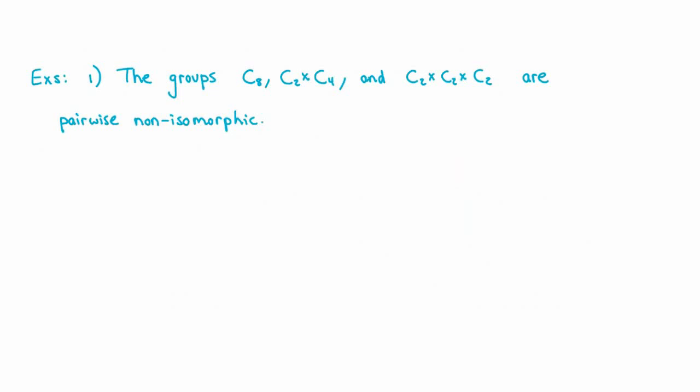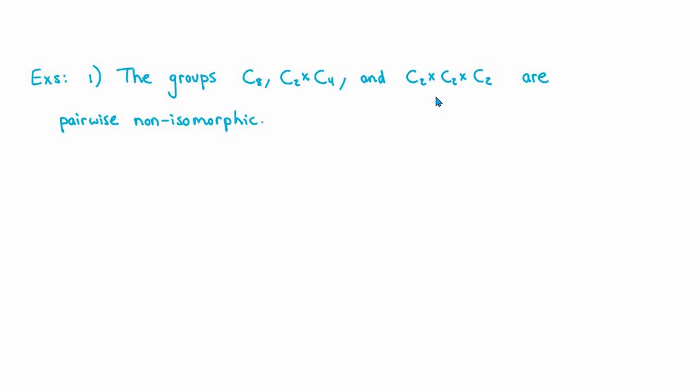Now I'd like to give you some examples so that you can see how these properties might be useful. First of all, you might remember that back in our video about groups of orders 4 through 8, we mentioned that there are 5 non-isomorphic groups of order 8, and that 3 of them are the Abelian groups C8, C2 cross C4, and C2 cross C2 cross C2. Well, how can we actually see that these groups are pairwise non-isomorphic?